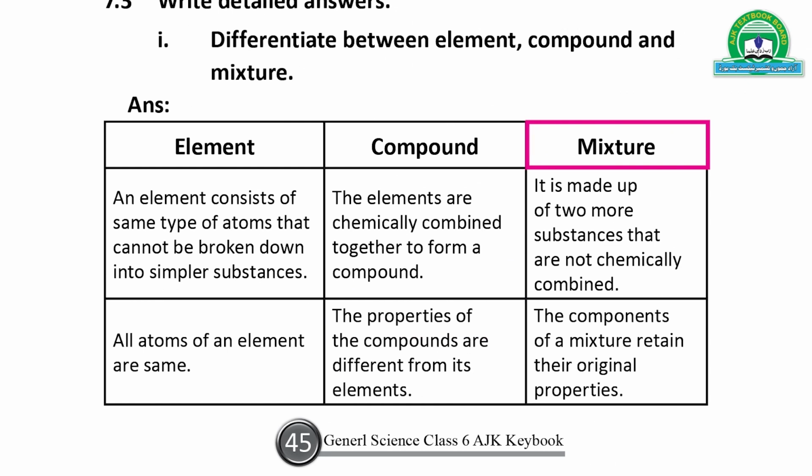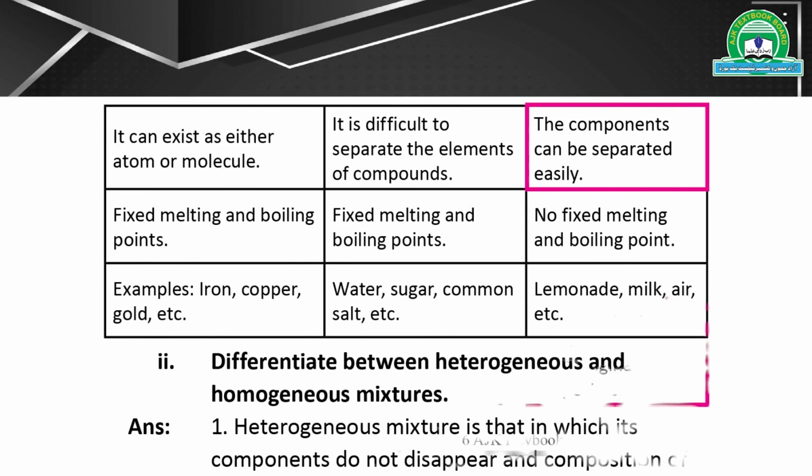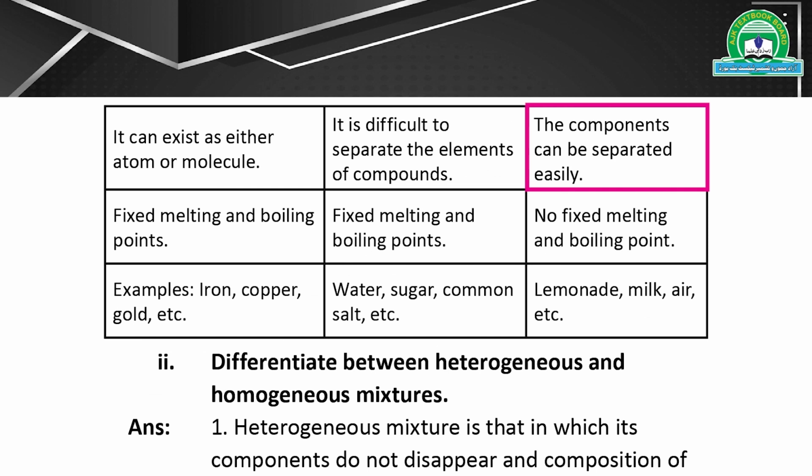Now mixture. It is made up of two or more substances that are not chemically combined. The components of a mixture retain their original properties. The components can be separated easily. No fixed melting and boiling point. Lemonade, milk, salad and air are examples of mixtures.